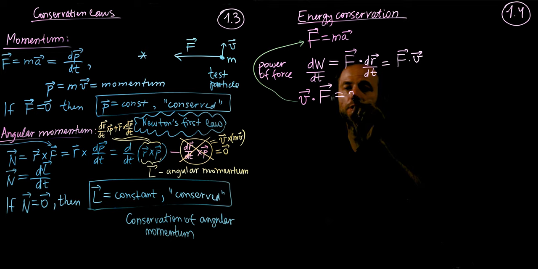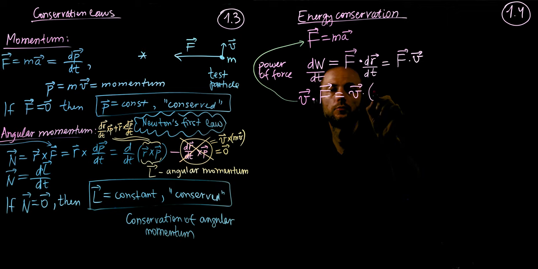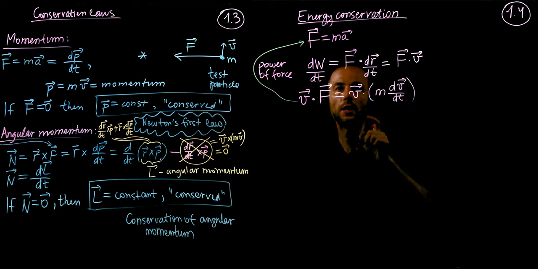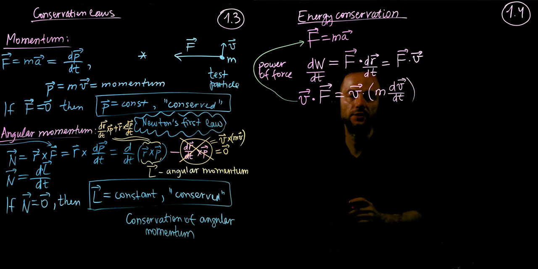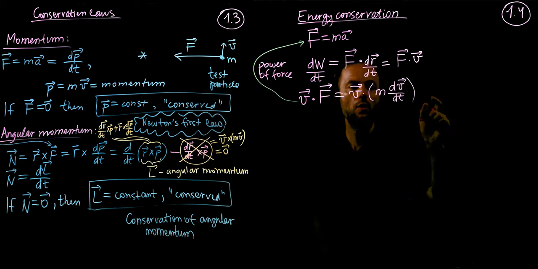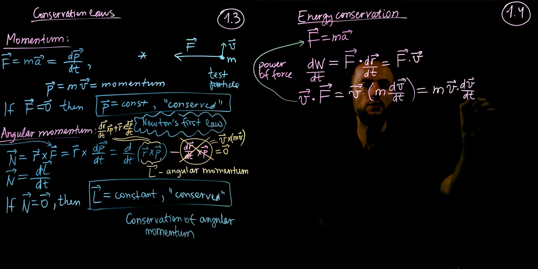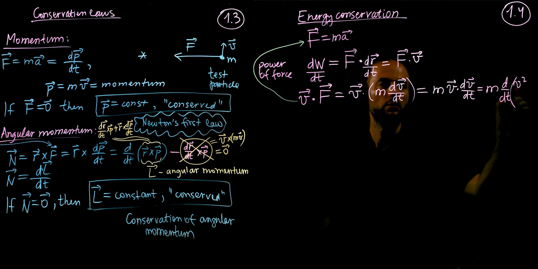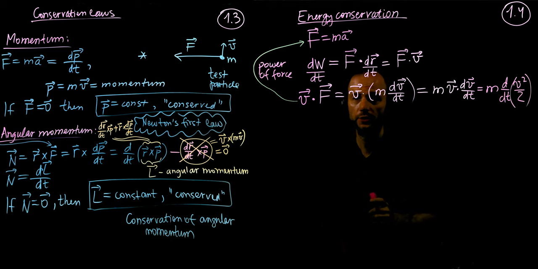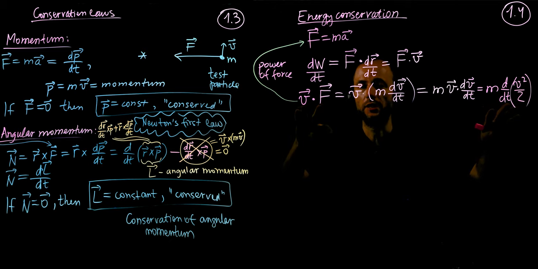Well, let's expand this out. Here I rewrote the acceleration as dv/dt. And then now, what we can see is we're getting m v dv/dt, which is a full derivative of v squared over 2. Okay, that's progress.